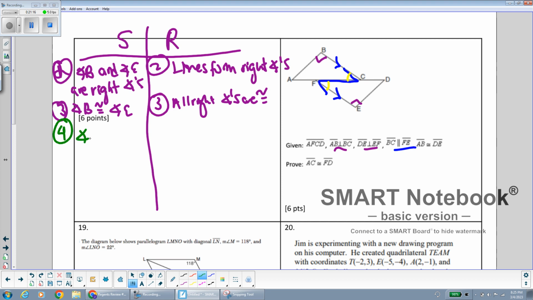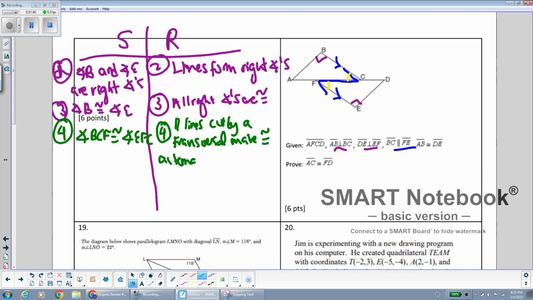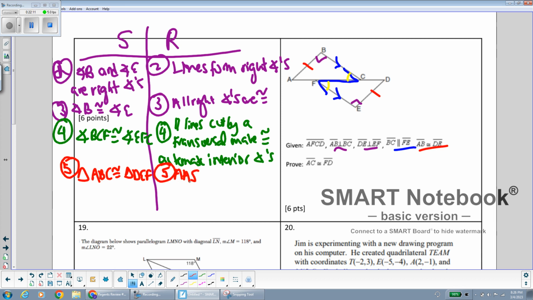I'm going to say over here, angle BCF is congruent to angle EFC. And my reason for that is parallel lines cut by a transversal make congruent alternate interior angles. The last thing I have in my givens is AB is congruent to DE. So I have enough information to say that my triangles are congruent. I have AAS. So I'm going to say here, triangle ABC is congruent to triangle DEF. And my reason for that is AAS.